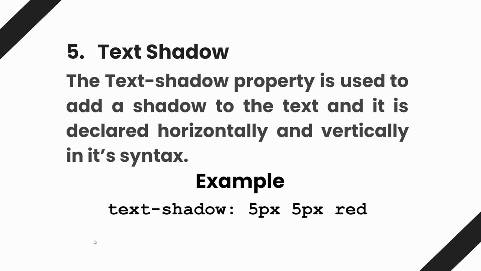This property also adds a blur effect to the text shadow, which is meant to be the third value, in between the horizontal and vertical declaration and the color declaration. I'll be adding that to this example when we get to our VS Code section.